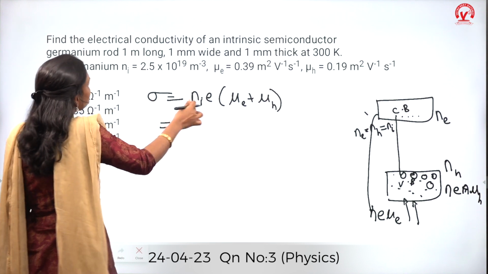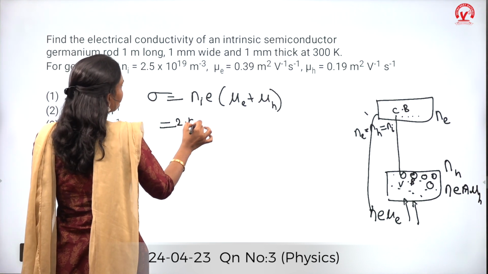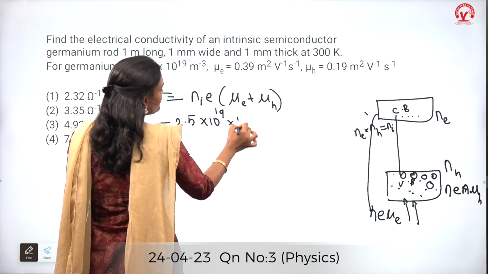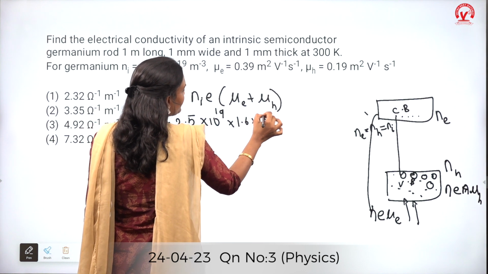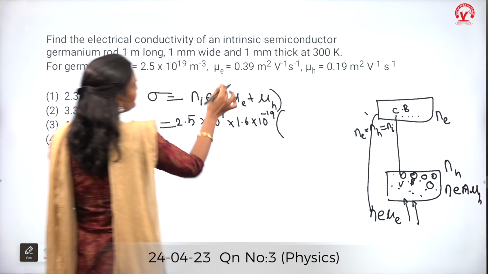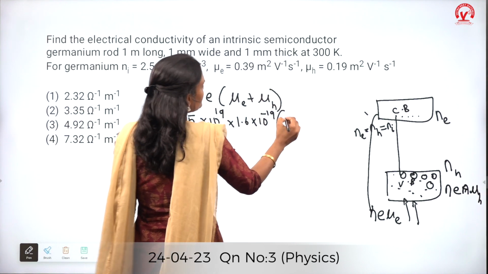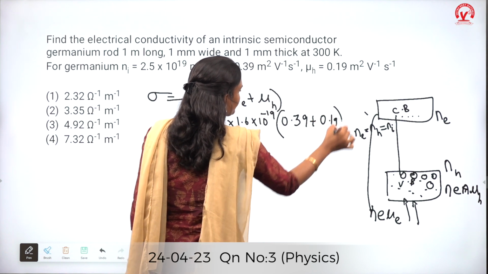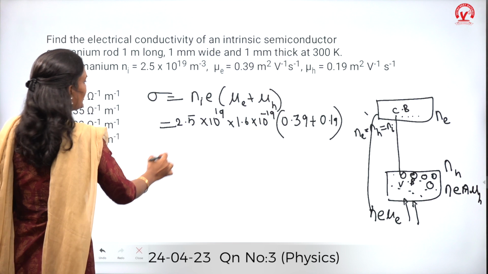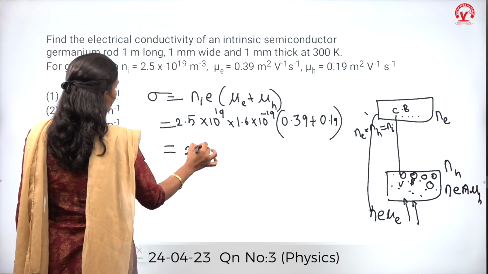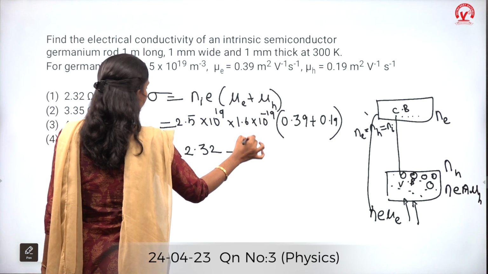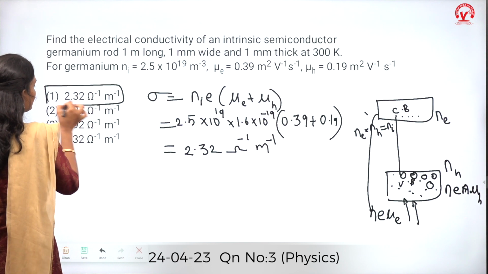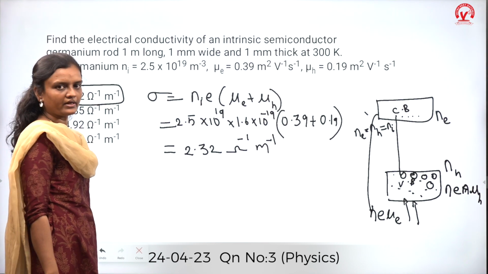Now apply the values here. Ni is 2.5 into 10 power 19, the charge of an electron is 1.6 into 10 power minus 19, and they have given the mobility values as mu e equal to 0.39 and mu h equal to 0.19. On substituting these values you will get the answer 2.32 ohm inverse meter inverse. So the option is 2.32 ohm inverse meter inverse.